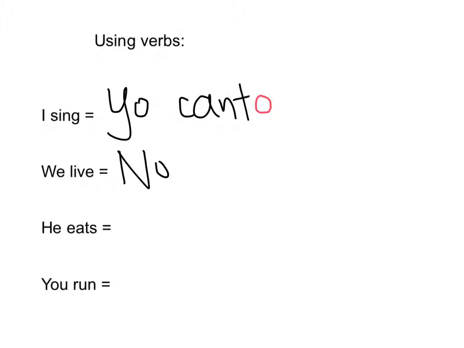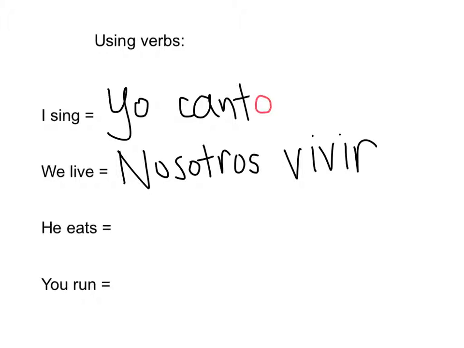Next one, we live. Nosotros. And then to live, vivir. Remember, first step, drop your ending. And then now we need to add the correct ending for nosotros. It's an IR verb, remember. So we should have imos. Nosotros vivimos, or we live.